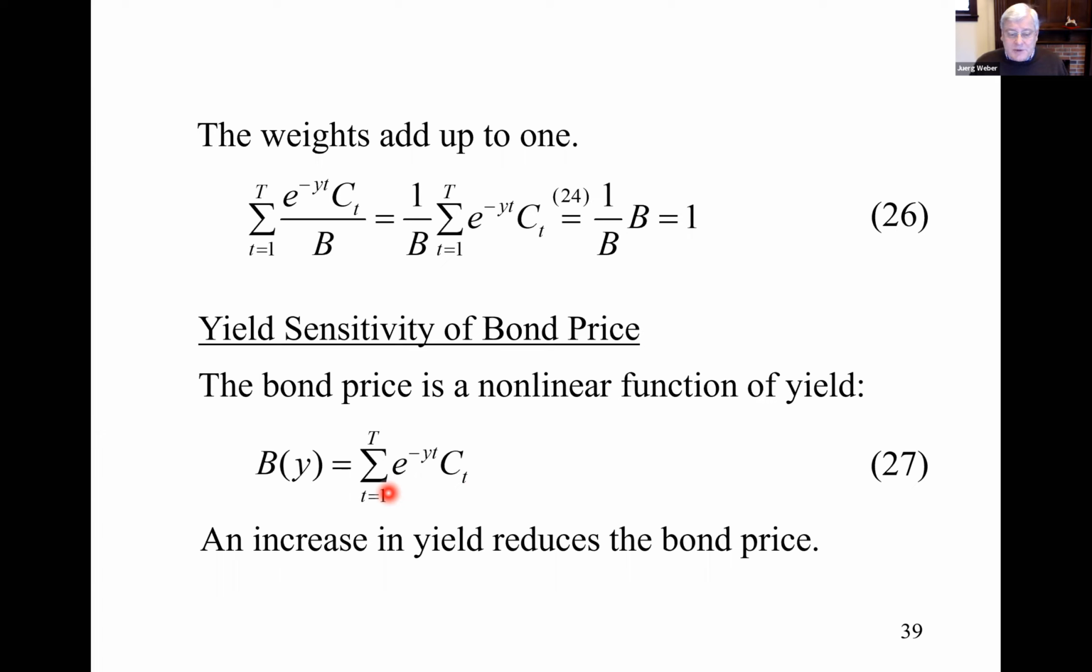The only thing you have to be careful about here is that there's a y, and we take the derivative with regard to yield. It's up here in the power of e. And so you have to take the derivative of the power. You get a minus t. That's because of the chain rule. So don't forget the chain rule here.